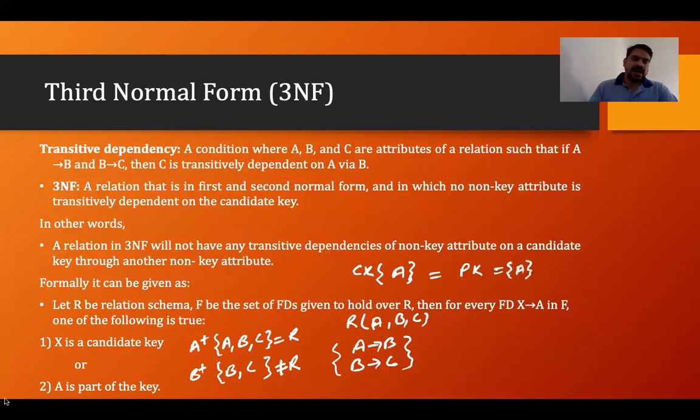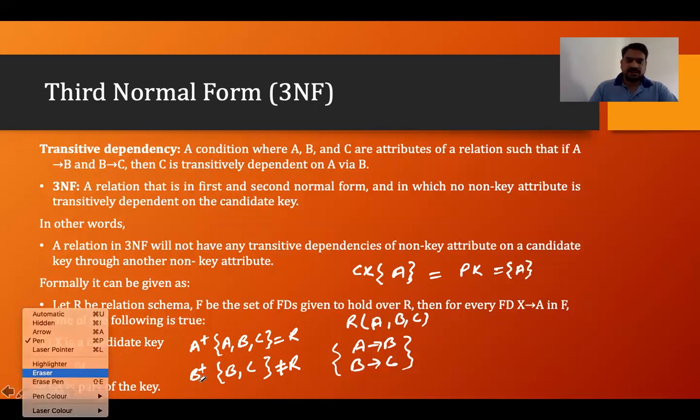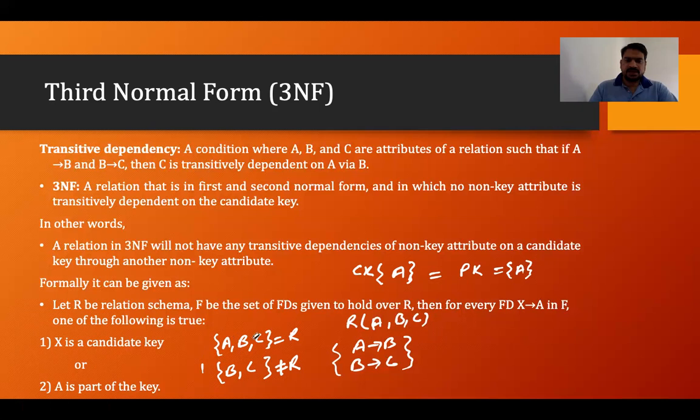Now, if we take A as the primary key, can we say that there is a partial functional dependency in the table? What is partial functional dependency? Part of the key is determining some non-key attribute. So in this particular functional dependency list, do we have any part of the key? Because A is an atomic attribute, there should not be any part. So it is in second normal form. So I can say that this relation is in second normal form.